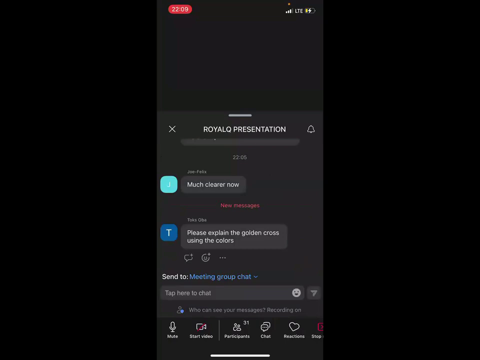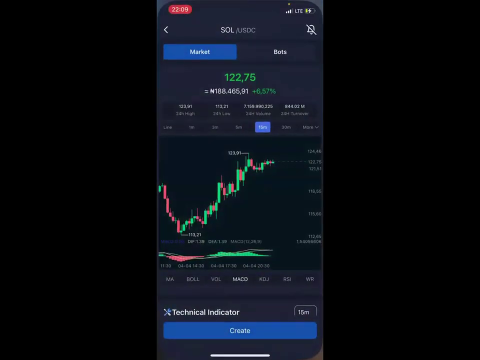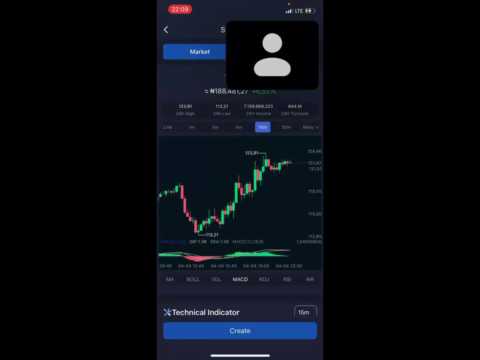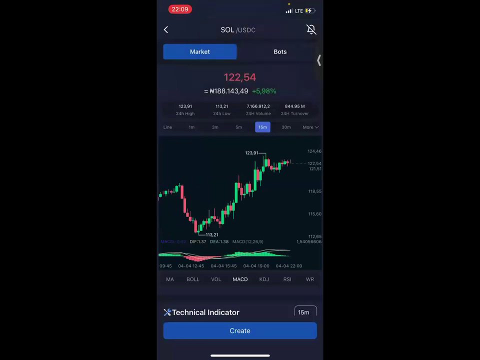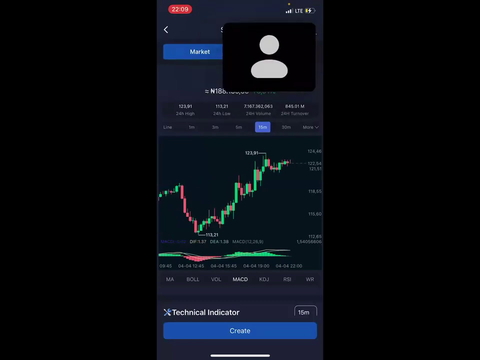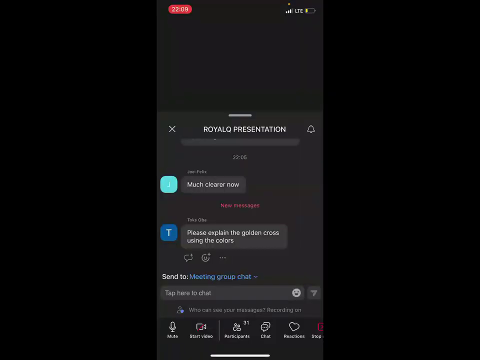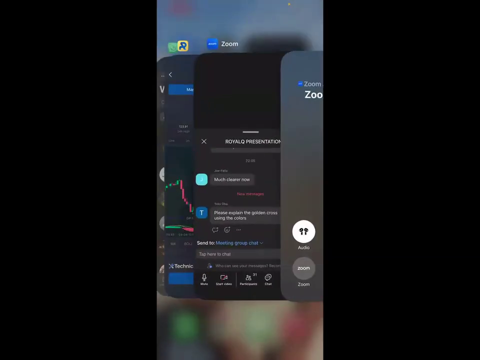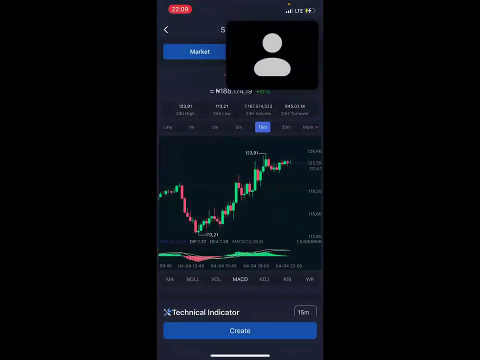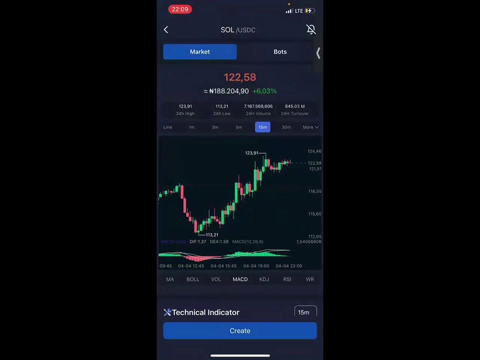Okay, the golden cross. So we see here the default on RoyalQ. Okay, you can see the golden cross using the colors. It's very simple, right? It's not that complicated.